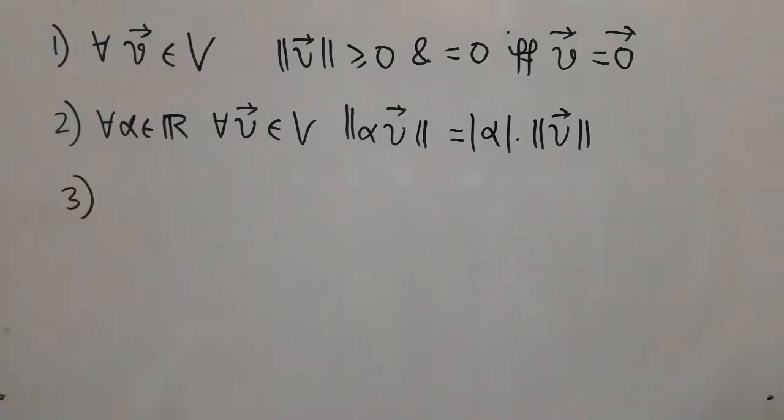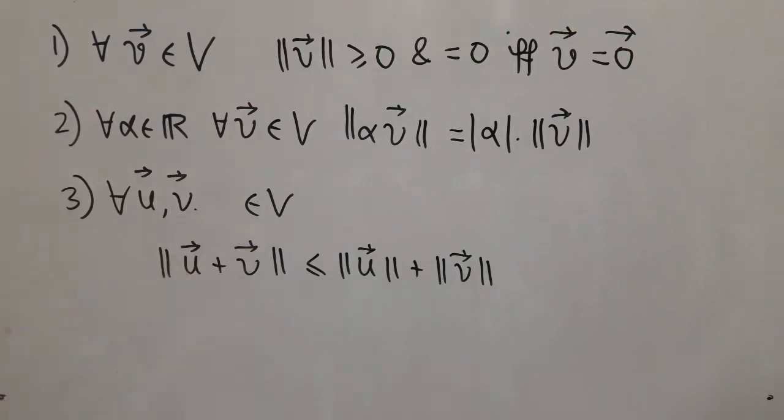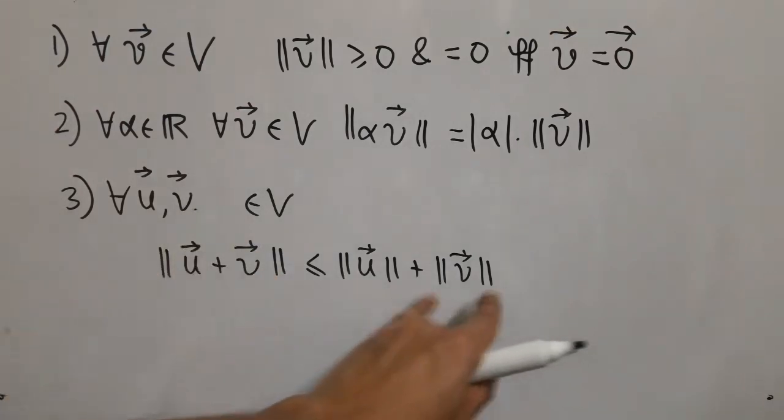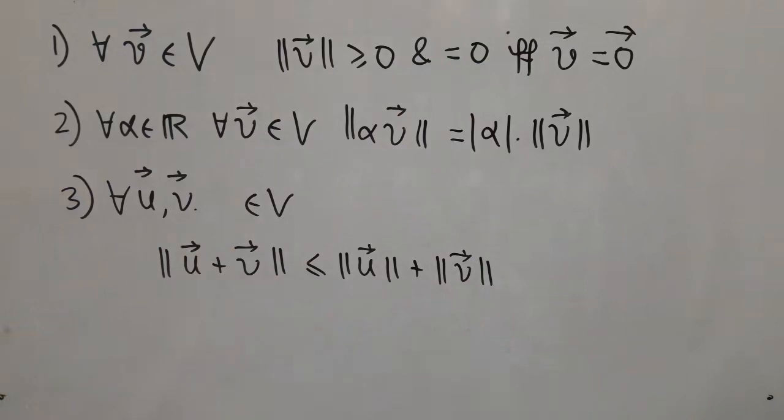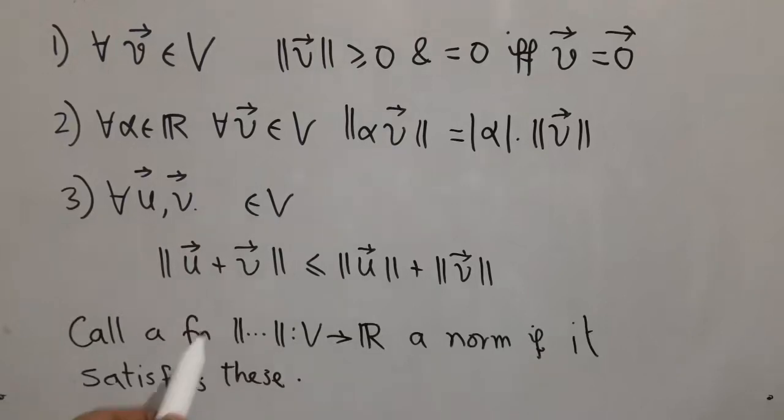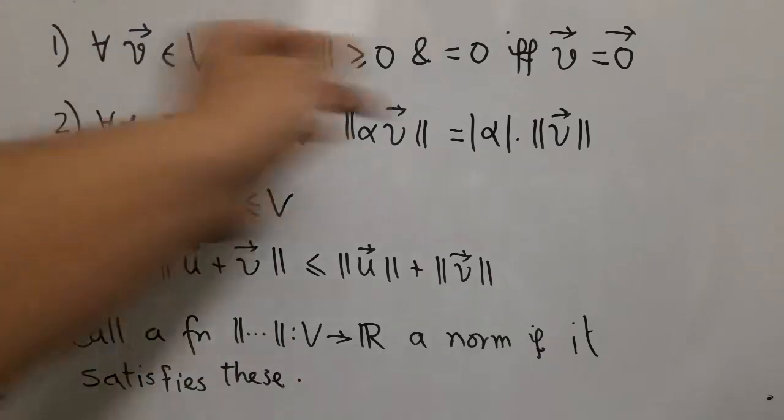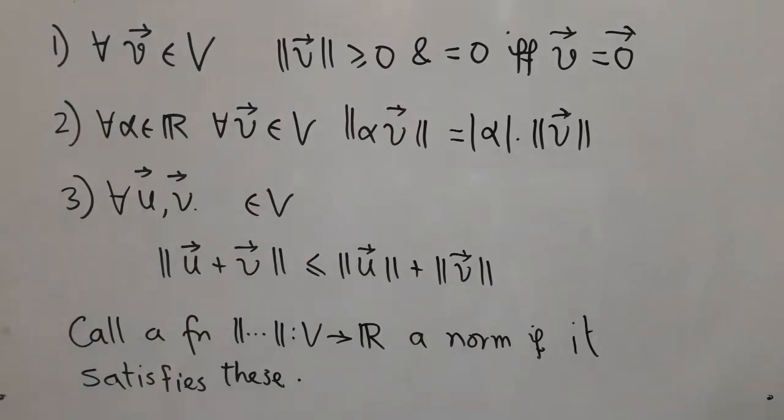The third property is the celebrated triangle inequality. For all u, v vectors, u plus v has length less than or equal to the total length of u and v. So here is our definition 2. Call a function, which I denote by this symbol from V to R, a norm, if it satisfies all these three properties. So these are the axioms. It is the axiomatic definition.